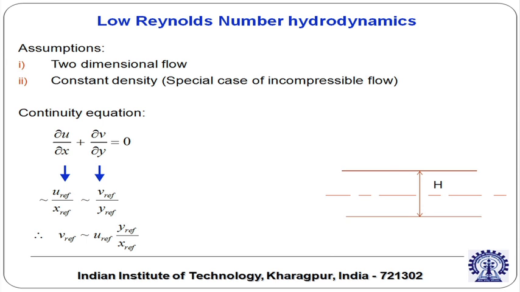In our previous lecture, we were discussing some of the important aspects of low Reynolds number hydrodynamics, and we started with analyzing the continuity equation. So, to summarize what we observed during our analysis, let us look into the slides. We made an assumption that the flow is two dimensional and constant density flow, and the continuity equation revealed a relationship between the velocity scales with the corresponding length scales.